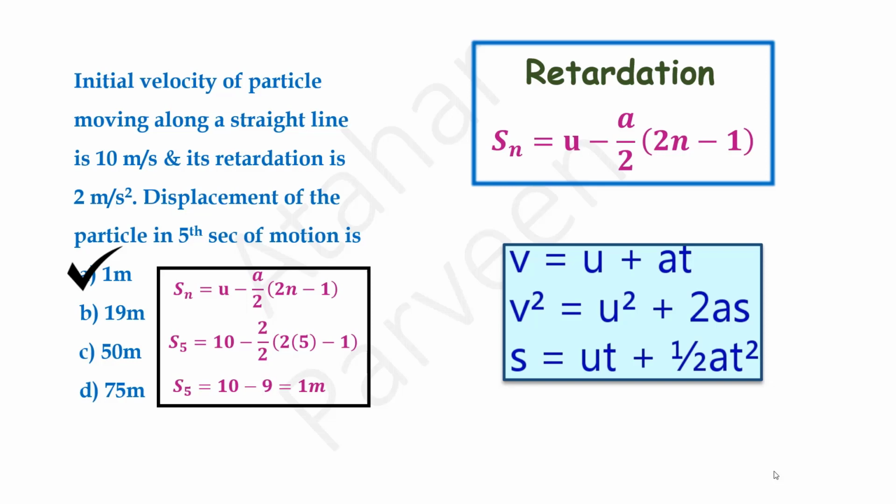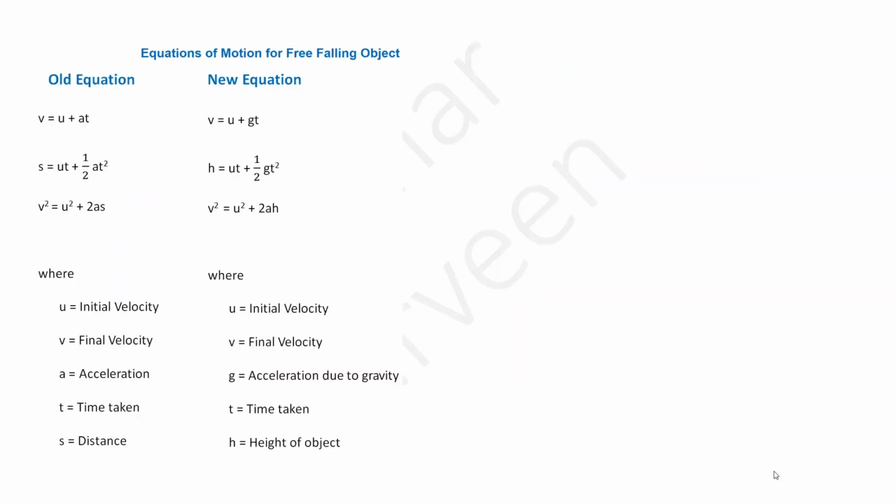Okay, moving on. These equations which I was talking about are the equations of motion if the body is traveling on land. Now, there are equations of motion for a body which is falling freely. You can relate them to these old equations. But the only thing is that here, in place of the distance travelled s, you use the letter h, which is the height of the object.